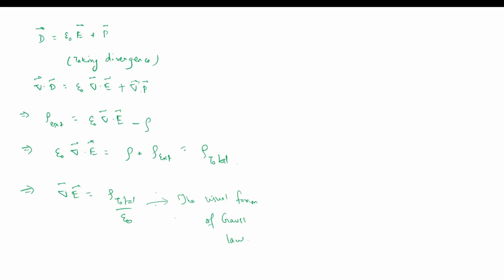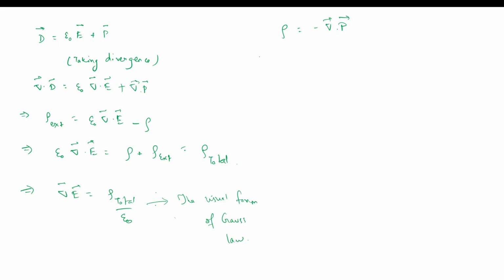Now we want to find out what is the consequence of this. We got to know about the relation of the bound charge: rho is equal to minus divergence of P, the polarization vector. What we want to do now is see how this is related to the charge density, or the current density. This is the charge density.